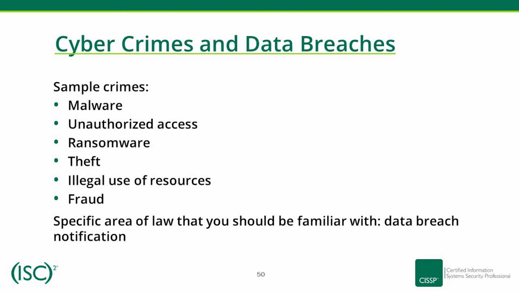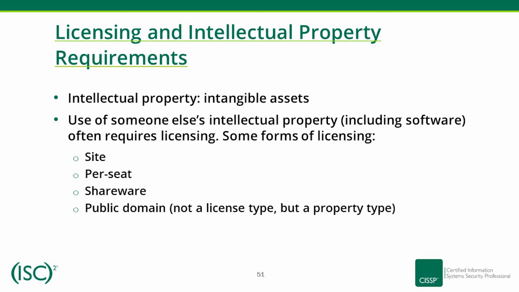Cyber crimes and data breaches. Sample crimes include malware, unauthorized access, ransomware, theft, illegal use of resources, and fraud. Specific areas of law that you should be familiar with: data breach notification, licensing, and intellectual property requirements. Intellectual property is made of intangible assets. Use of someone else's intellectual property, including software, often requires licensing. Some forms of licensing: site, per seat, shareware. Public domain is not a license type, but a property type.